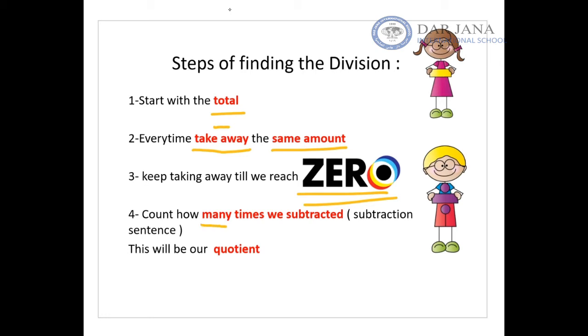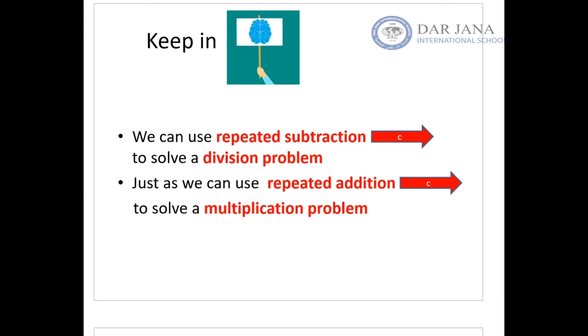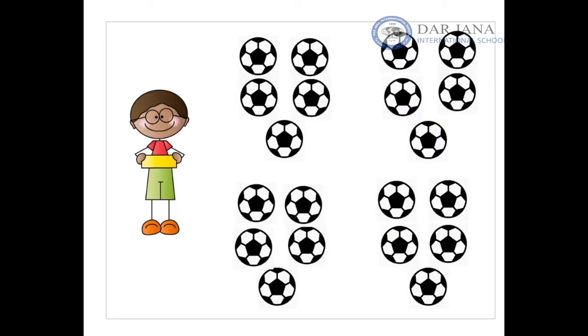Count how many times we subtracted, or in another way I have to count the number of subtraction sentences, and by this I'm going to get my quotient. Please keep in mind that we can use repeated subtraction anytime we need to find a division solution, just as we can use repeated addition anytime we need to write a multiplication sentence. Keep this in mind. Here is another example.